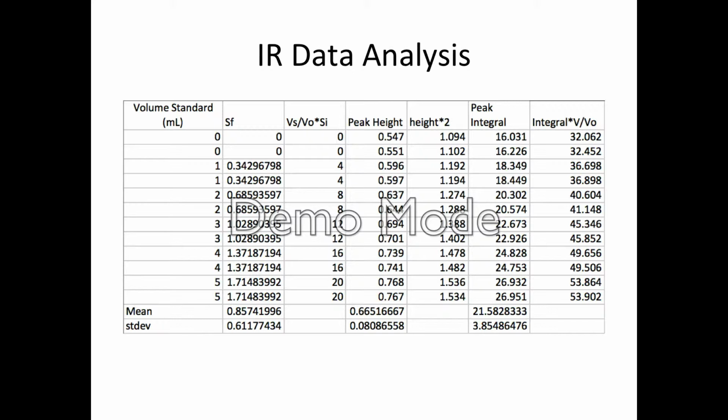So this is our data. In the first column, we have the volume of the pure ethanol standard added to each sample. The SF is then the fixed ethanol when you account for the pure ethanol standard and the ethanol in the vodka. And then the really important thing to look at is we made 2 measurements of the IR spectrum. We calculated the peak height for each concentration of ethanol, and we also counted the peak integral to see if one measurement versus the other gave a better result.